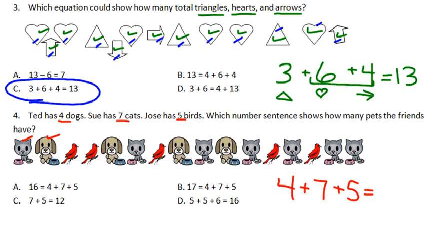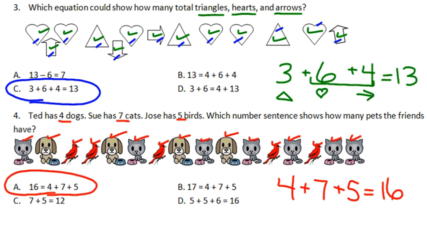That's 1, 2, 3, 4, 5, 6, 7, 8, 9, 10, 11, 12, 13, 14, 15, 16. So I know that 4 plus 7 plus 5 equals 16. Now I just need to find an answer that matches what I found. Well, I look and I see that one is the closest, and it's actually the same. 16 equals 4 plus 7 plus 5, because we know that this part of the equation can change to the other side, and it's still true. So our correct answer is A.